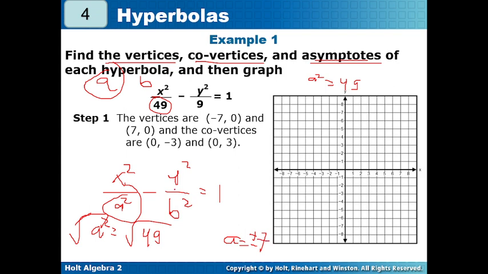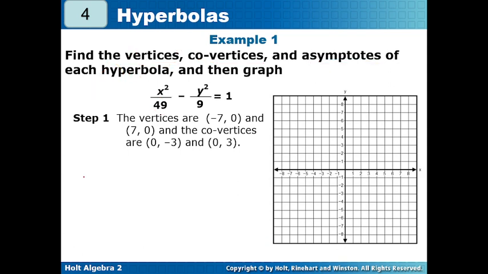Why did we say it's positive and negative? Because you have two vertices, so either you add or subtract. Therefore a is equal to positive and negative 7. Same goes with this one because this is your b squared, correct? So therefore your b is equal to positive and negative 3.